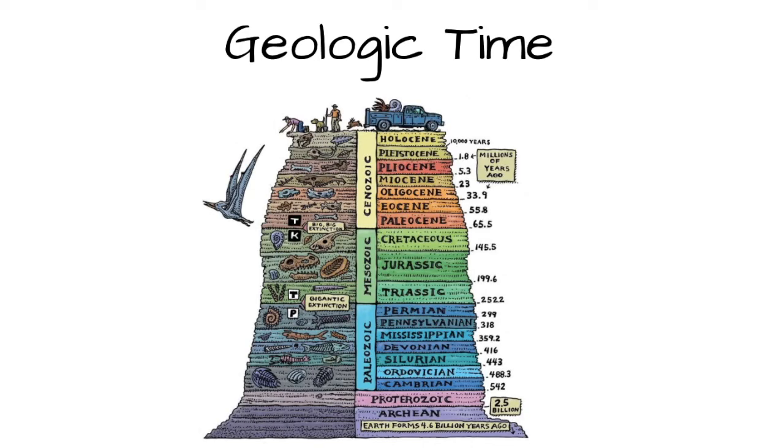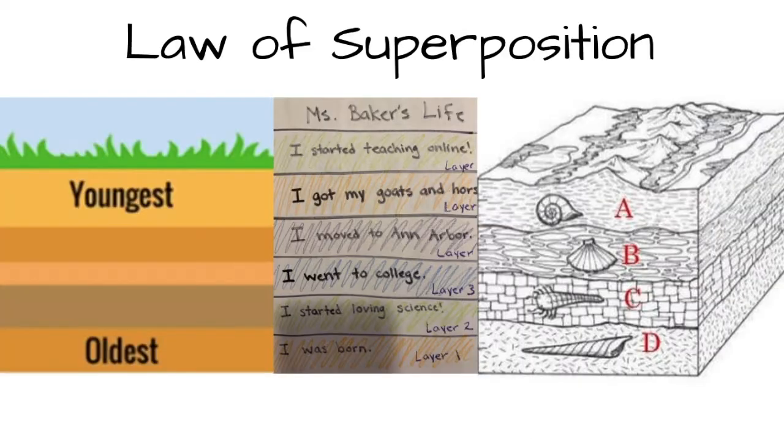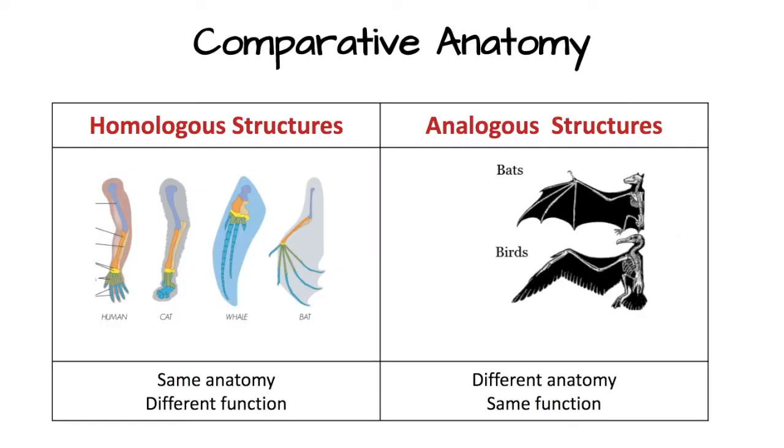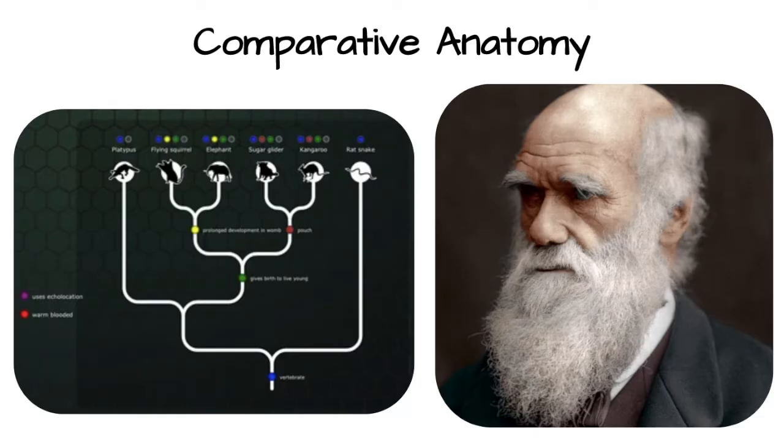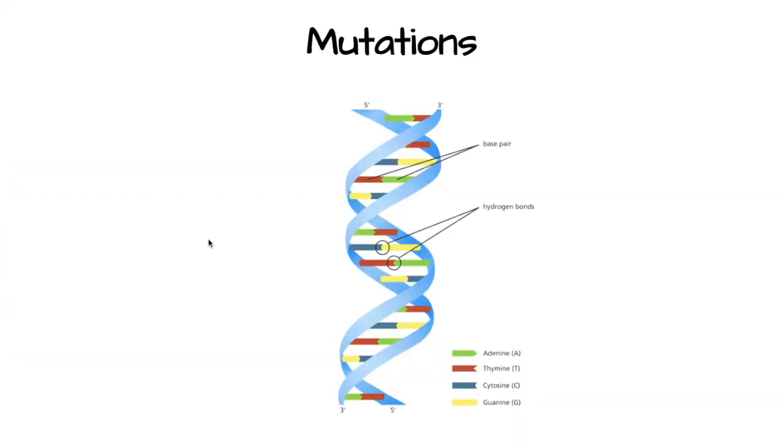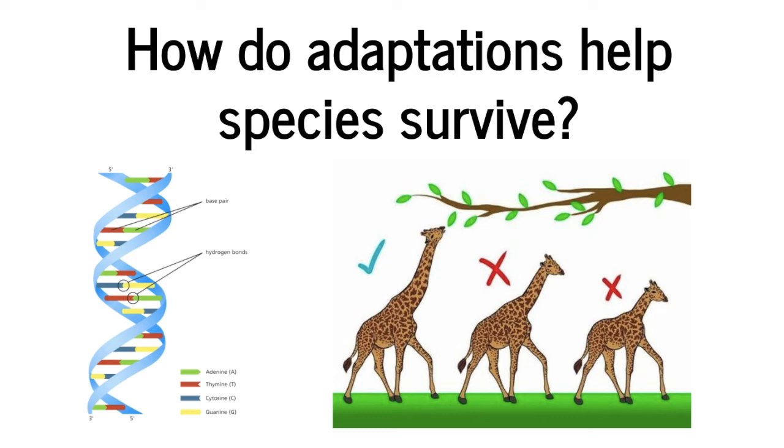So far, we've discussed geologic time, the law of superposition, comparative anatomy, and how Charles Darwin used what he understood about comparative anatomy to create phylogenetic trees that showed common ancestors for species. We also learned about mutations, or random changes to DNA.